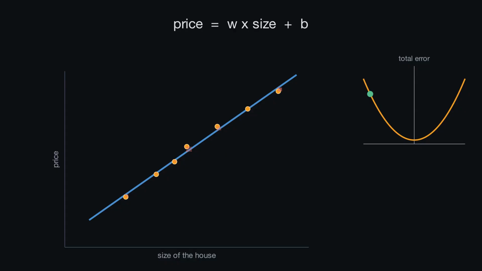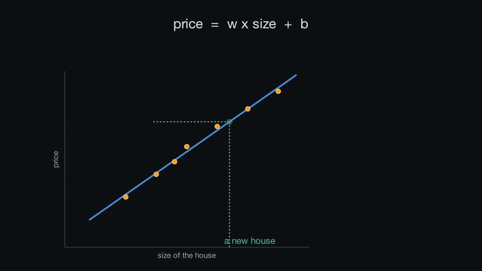So the model has a job. Slide the two knobs around until that total area is as small as it can be. Think of it as a valley. Every line is a spot on the hillside, and the bottom of the valley is the best line. Watch the line settle, and watch the tiles shrink as it finds the sweet spot. When the line cannot do any better, the error stops dropping. We have reached the bottom. That line is the answer.